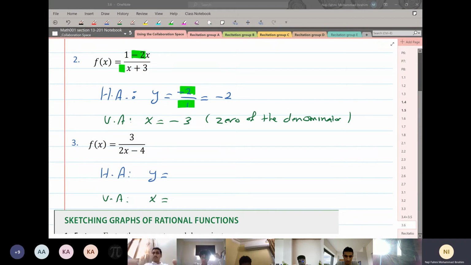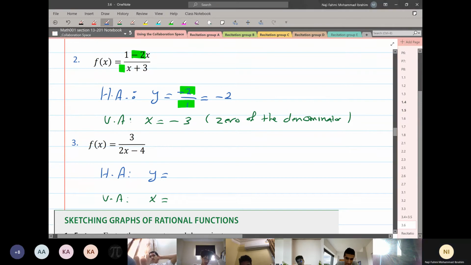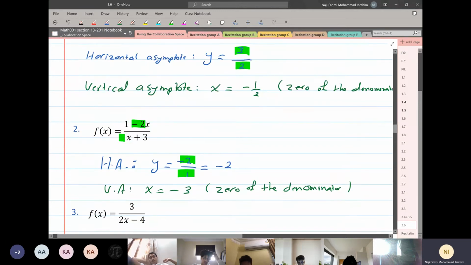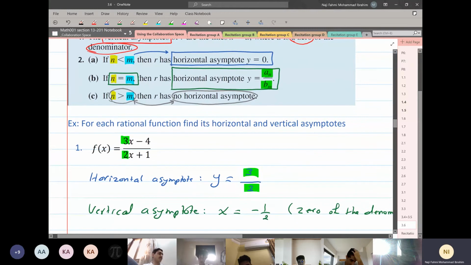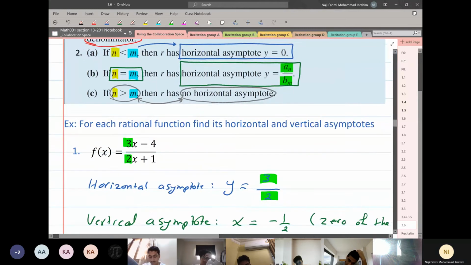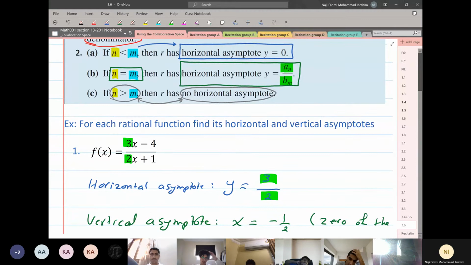Ahmed Abdul Khaliq, can you give us the horizontal asymptote? What is it? No horizontal asymptote. No, let's read the rule now. Go back to the rule. Read the first line in number 2. N less than M, then horizontal asymptote y equals 0.